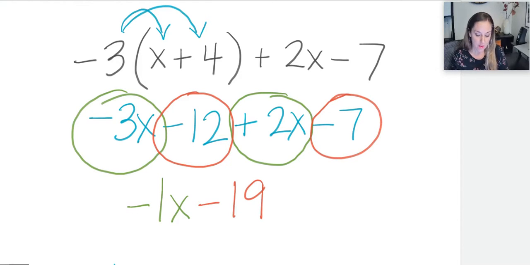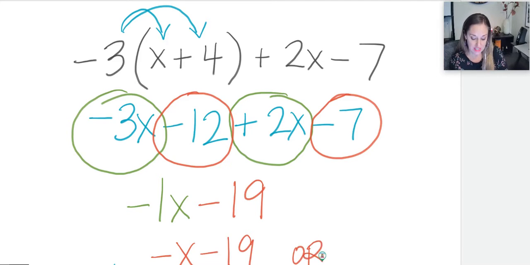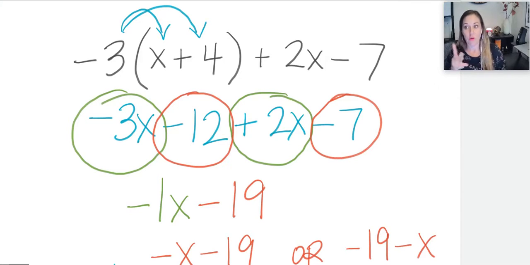Okay. Now, another way to write this, since we don't necessarily need the 1 in front of the x, because 1x is the same as x, we could also write this as negative x minus 19. Okay, or you can put the negative 19 first and the negative x after it. If you want to flip the order, that's fine. Just make sure the sign stays with the number. If it's a negative, it will stay negative. Okay, so why don't you try some?